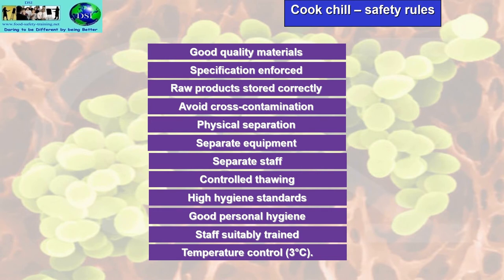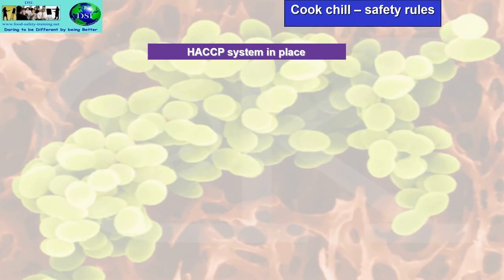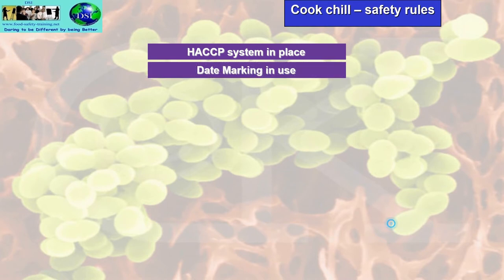Anything between 1 and 3 really, as long as in certain fridges, if we keep vegetables or fruit or salads, it could freeze. But then again, with cook chill, it normally doesn't affect salad items. We are looking at cooked food. The safety rules with cook chill: there must be a HACCP system in place. There must be date marking in use.